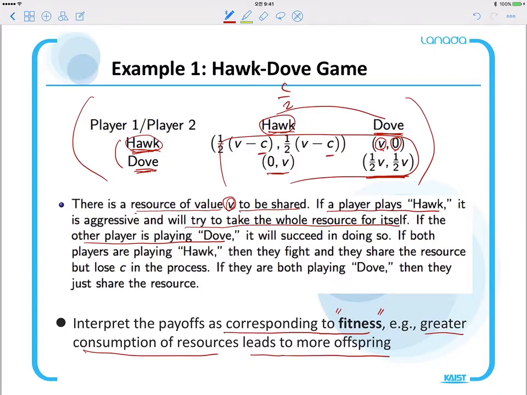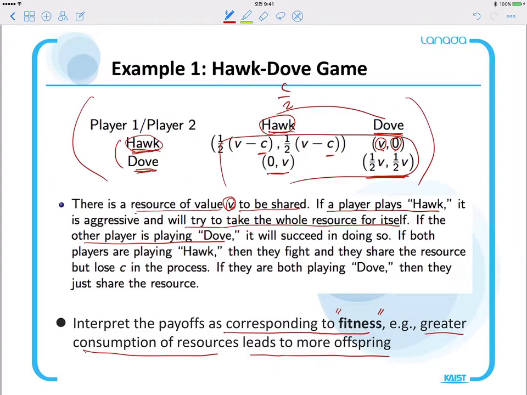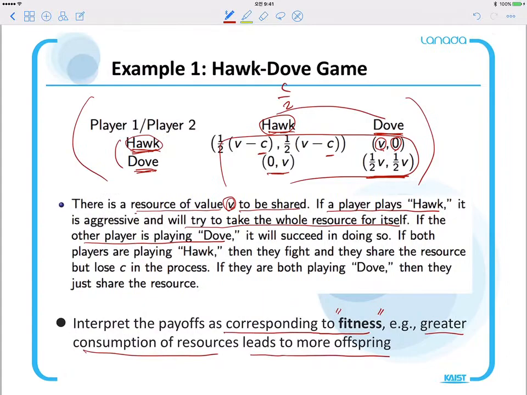Okay, so good. I'm just connecting this hawk and dove game to the fitness concept in biology. So let's understand this game from a perspective. I mean, this is just a normal form game, right? It's a normal form game. We know that.